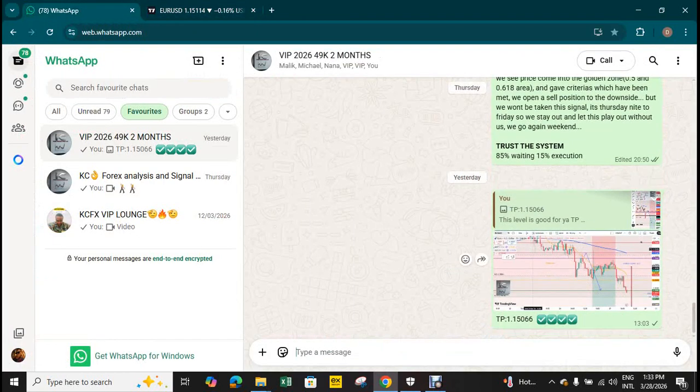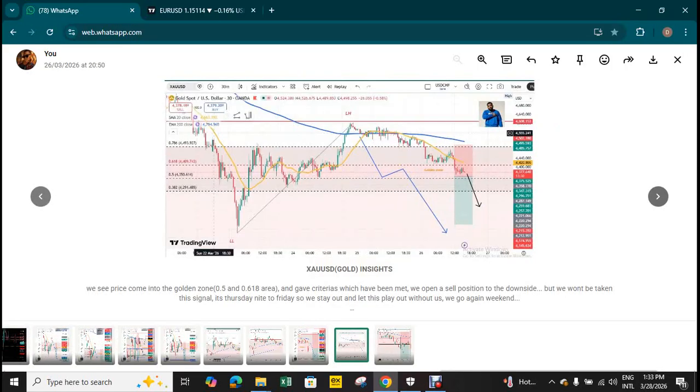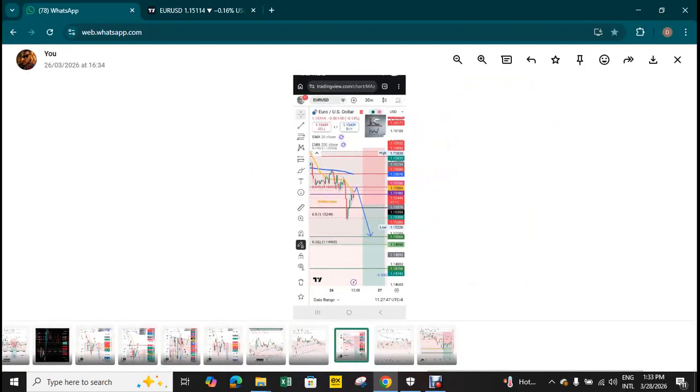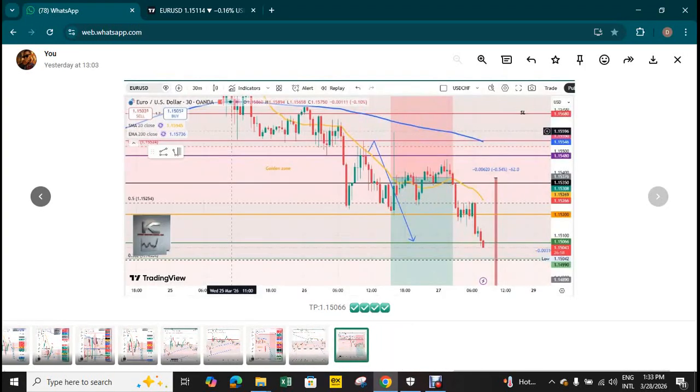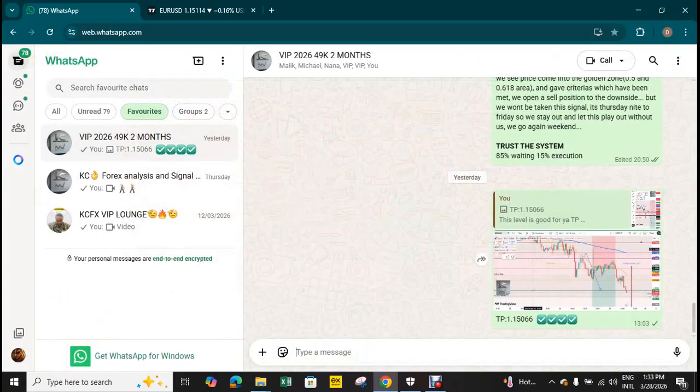Okay, so this is the pair. All right, this was the pair, TP1 1.15066. We saw price come towards that level. Okay, it was a very good entry, and that was great. Okay, that is the entry, and this was the outcome. Price went to hit 1.15066. Fantastic move. Okay, so that's that for Euro USD.